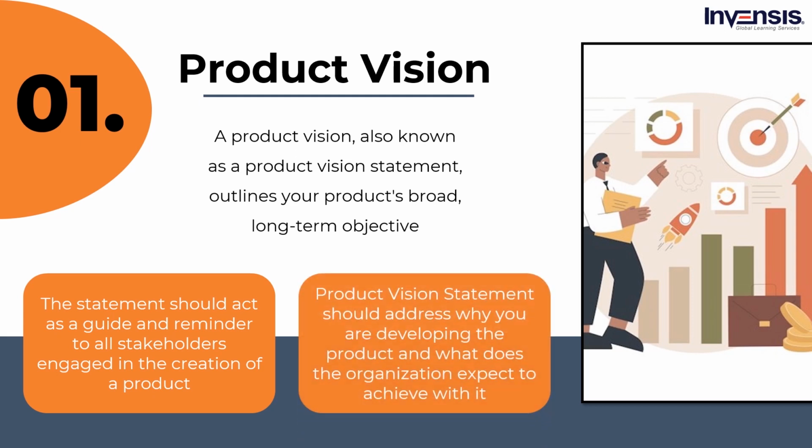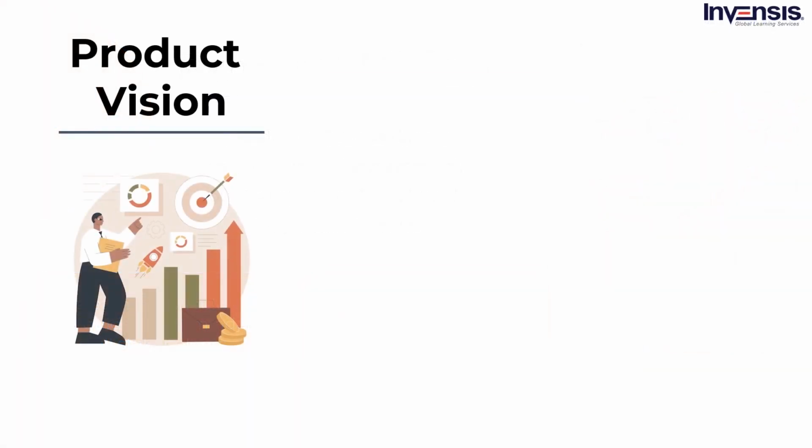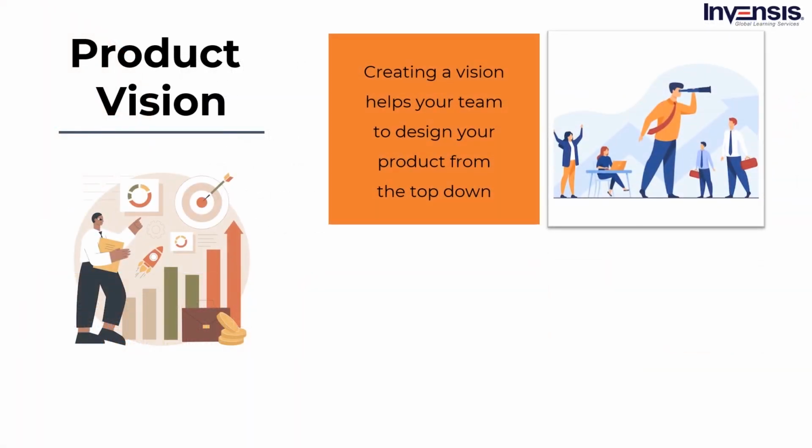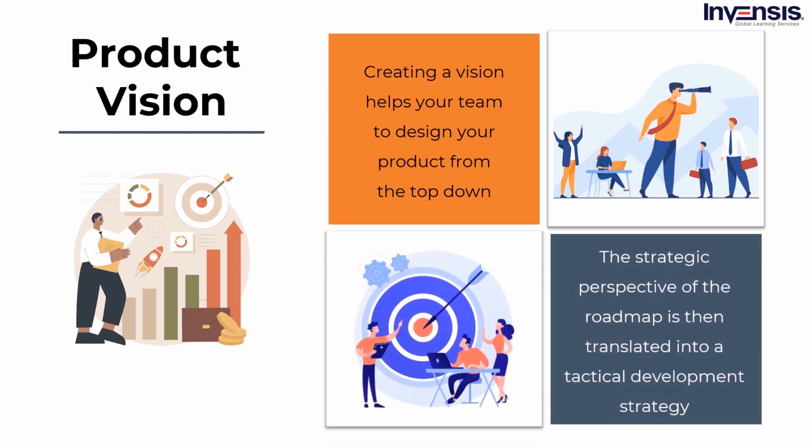The vision statement should also address why the teams are developing the product and what the organization expects to achieve with it in the future. Creating a vision helps your team to design your product from the top down. To explain this in simple terms, you start with a high-level vision statement and then transform the vision into a strategic guide and action plan, which is known as the product roadmap. The strategic perspective of the roadmap is then translated into a tactical development strategy.